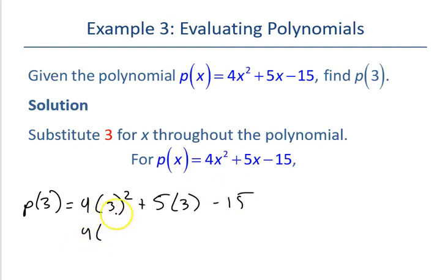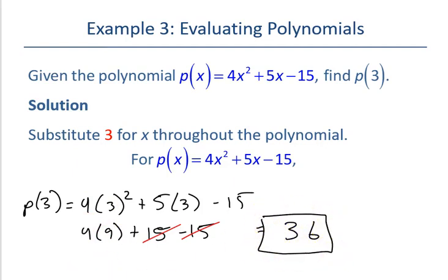Okay, we'll continue on. 3 squared is 9, plus 5 times 3 is 15, and then I have this minus 15. Notice that I can reduce out those 15s because they just cancel. Then we have 4 times 9, which gives us 36. So our final answer for this one is 36. And that's how things are basically going to work in your homework. So let's continue on.